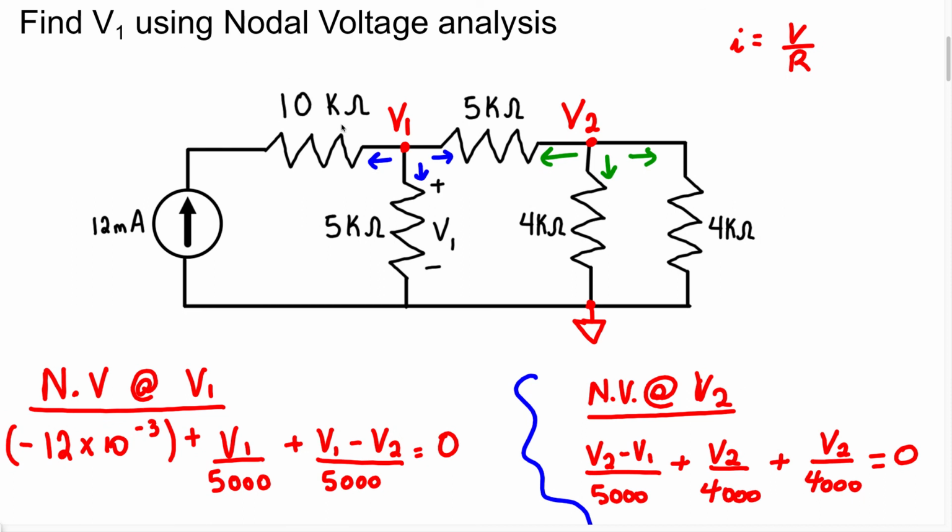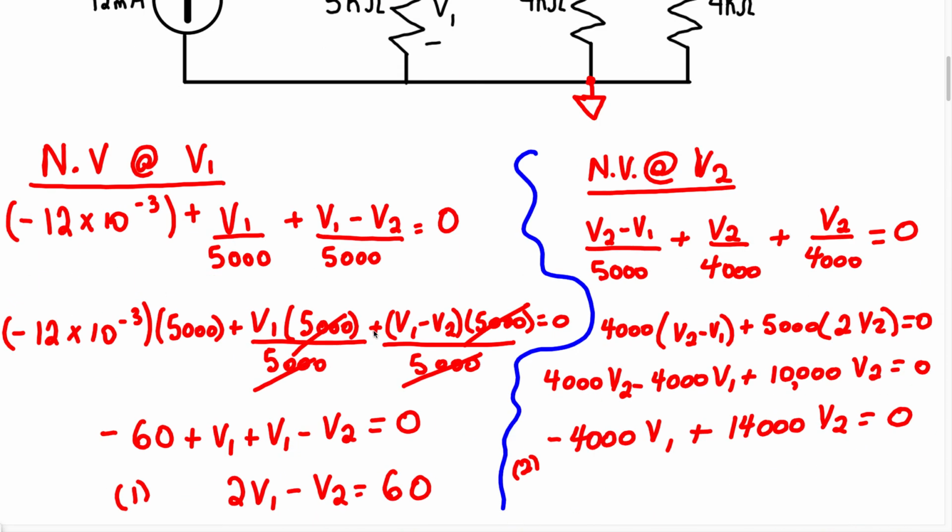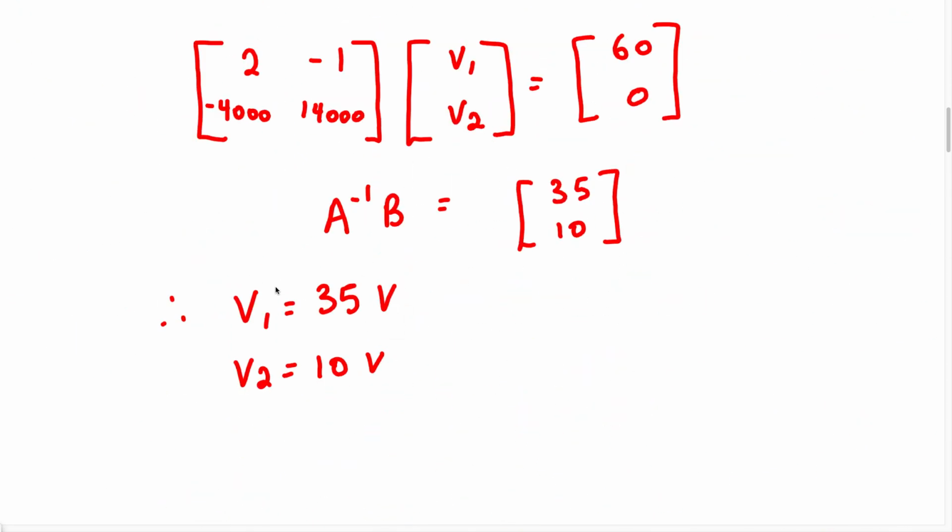Now the question wants us to find V1 that's labeled in the circuit, right? So that's going to be the voltage at this 5K resistor. Well, when we look at this circuit, the voltage V1 is going to be the same voltage at this node right here. Therefore, we know the value of V1 because we found the voltage at this particular node, and we know that voltage is going to be 35 volts. So we know the value of V1 in this particular circuit, and that's going to be 35 volts. So our answer is going to be V1 equals 35 volts.